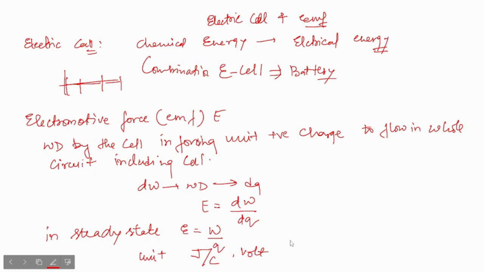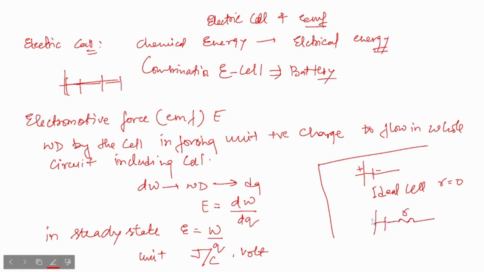See, there are some circuit symbols which we will be using in this chapter. Please note down these. This is an ideal cell. Ideal cell means its internal resistance will be 0. Okay. This is a cell having some internal resistance. These were the symbols that we'll be using.